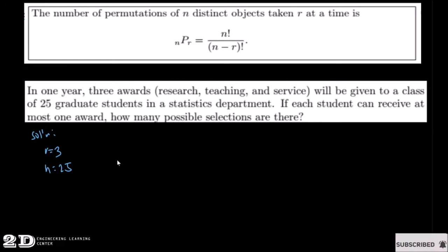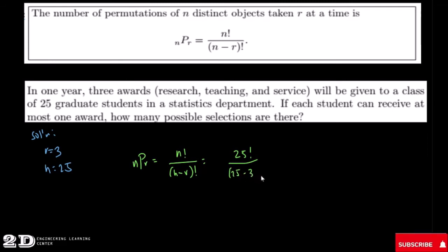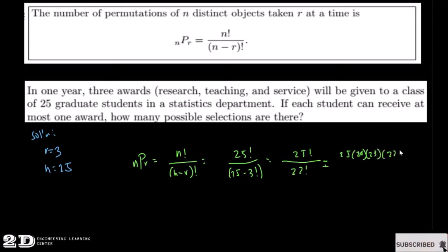So we have nPr is equal to n factorial over n minus r factorial. Here our n is 25, so 25 factorial over 25 minus 3 factorial, which is 25 factorial over 22 factorial. If you expand this, we have 25 times 24 times 23 times 22 factorial, because it goes down to 1, all over 22 factorial. So we could now cancel our 22 factorial, and we have 25 times 24 times 23.